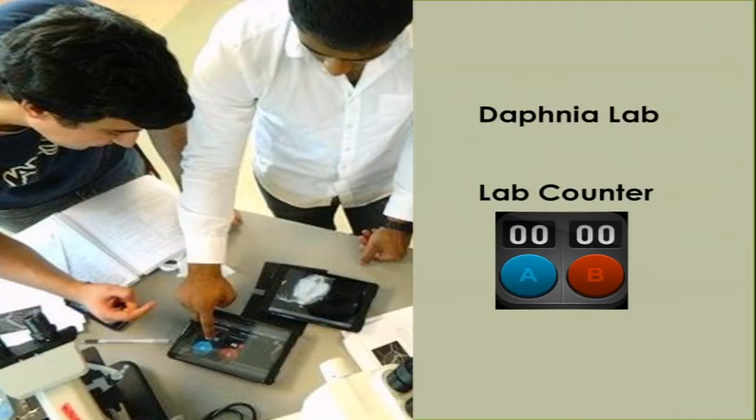Then we started realizing there were a bunch of other things that we could do with these mobile microscopes. And they do a lab where they take Daphnia, which are little water fleas, and they're looking to see the effect that things like sugar, alcohol, caffeine have on the heart rate of this little water flea. And we found that these scopes worked out quite well.